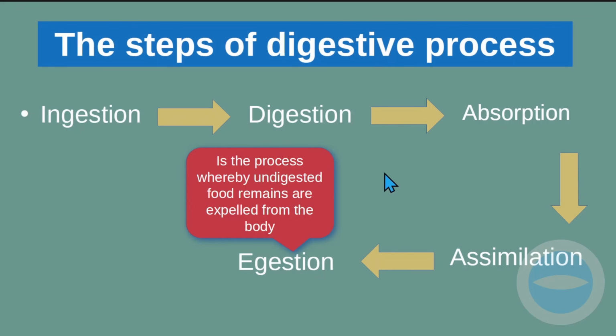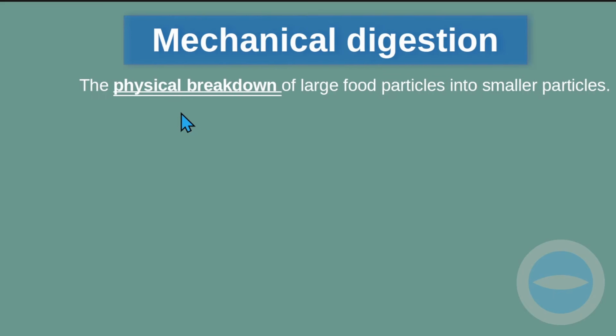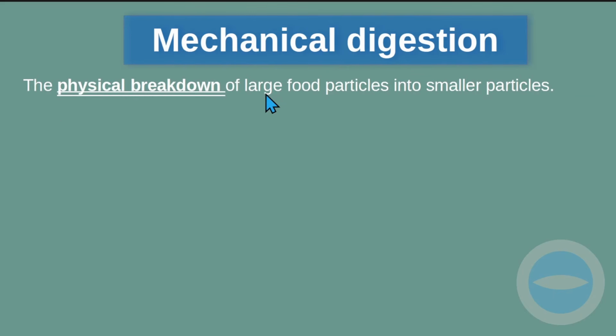And then the next thing is mechanical digestion. Like I just said, in digestion we have chemical digestion and mechanical digestion. Mechanical digestion is the physical breakdown of large food particles into smaller particles without involving enzymes. Here we do it physically, so we don't use any chemicals. For example, if we chew food with our teeth, this is mechanical digestion.